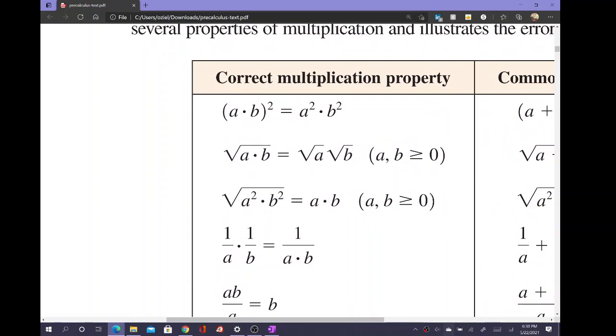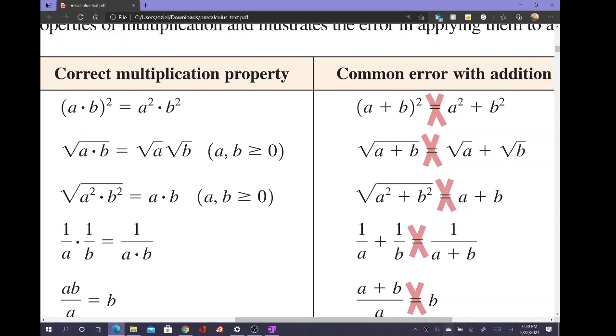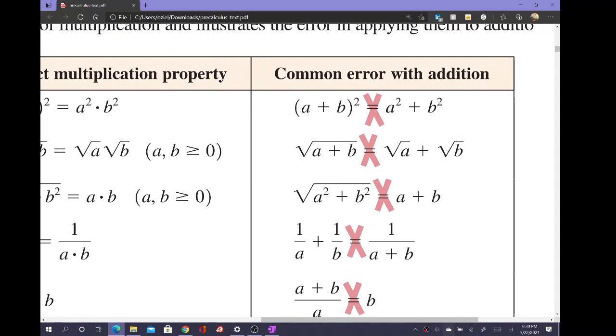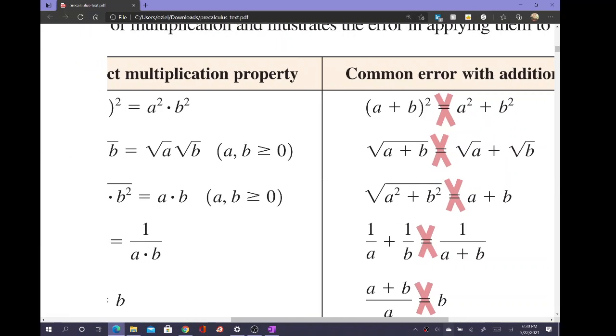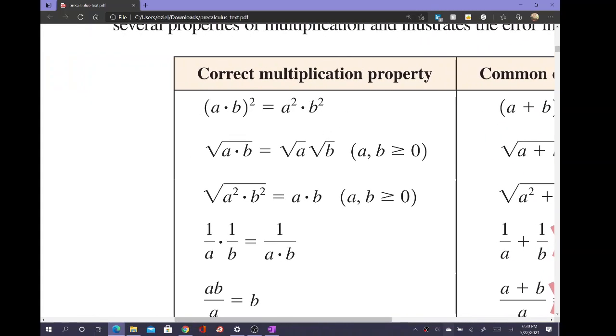anytime you have a times b quantity squared, this is a squared times b squared. Yes, that's correct. However, when they do addition, that's not the case. A lot of people believe that a plus b quantity squared is a squared plus b squared. No, it is not. It's a squared plus 2ab plus b squared, okay?